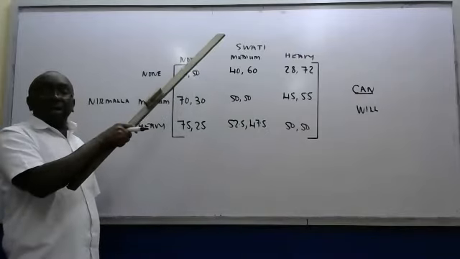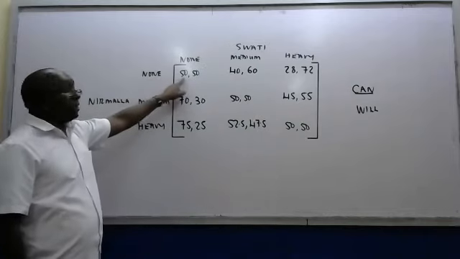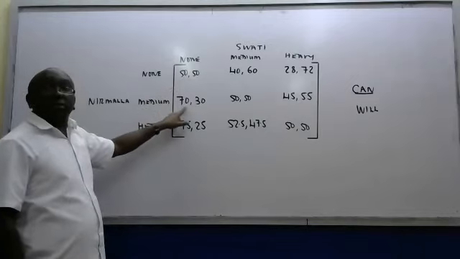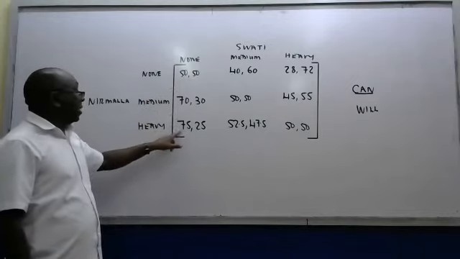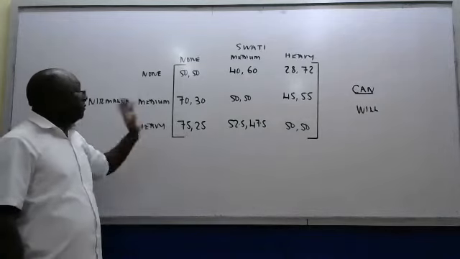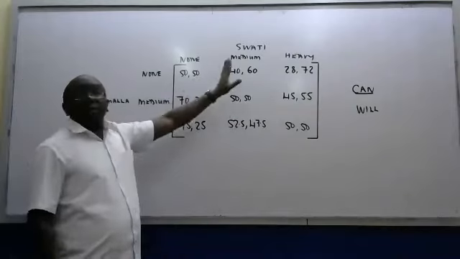So you as the competitor, what options do you have? You can also go none, upate what? 50. Ama uende medium, upate 70. Ama uende heavy, upate what? 75. So which one is better? Heavy. Sasa assume Swati ameamua yeye anaenda medium.